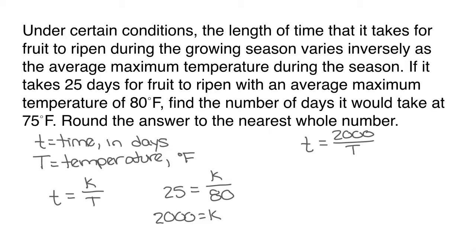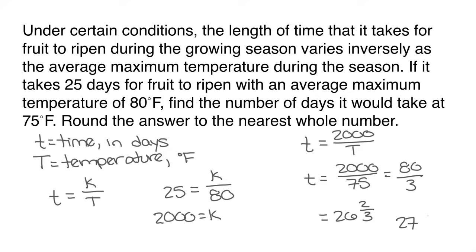Now we can use this equation to find the number of days, lowercase t, that it would take when the temperature, capital T, is 75 degrees Fahrenheit. We have the time, lowercase t, is equal to 2,000 divided by 75, which is equal to 80 divided by 3, or 26 2/3. Rounding to the nearest whole number, we find that it would take approximately 27 days.